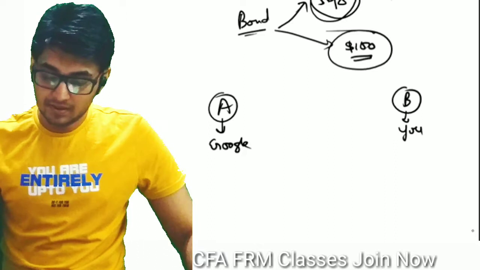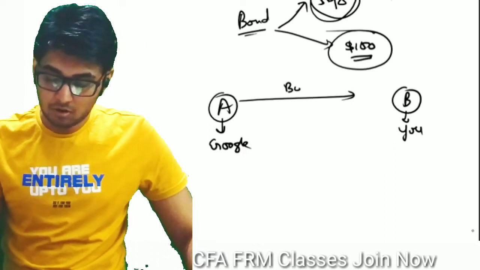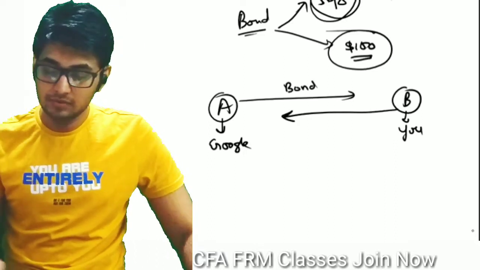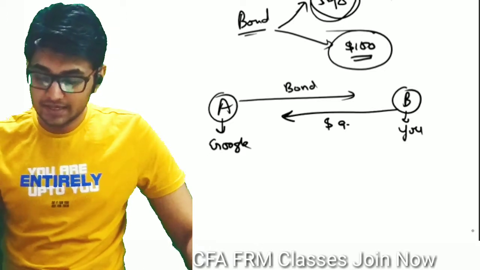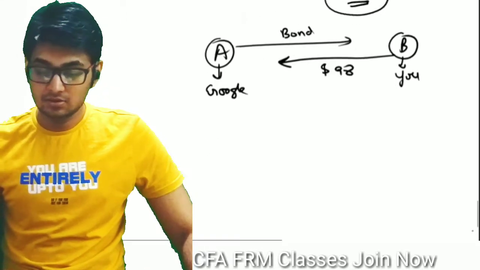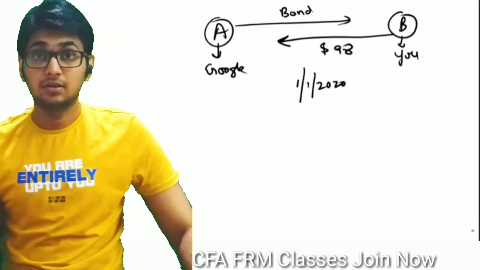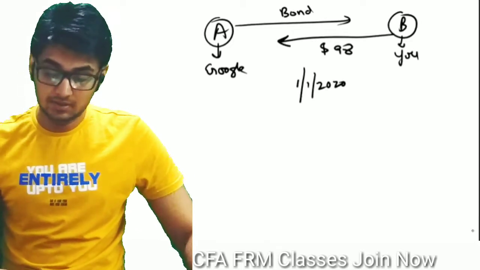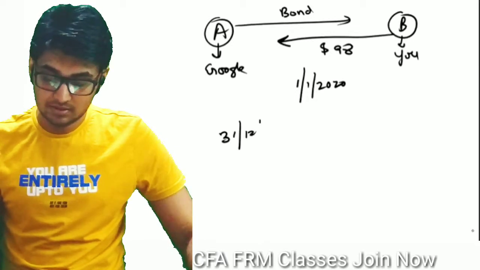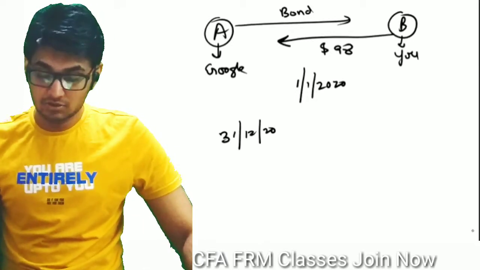So first, what will happen? A will give you the bond paper and you will give to Google $98. Now this is on say 1st January 2020. Now at the end of the year, meaning 31st December 2020, what is going to happen?